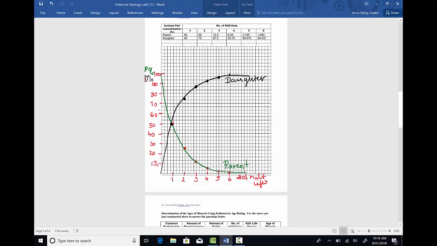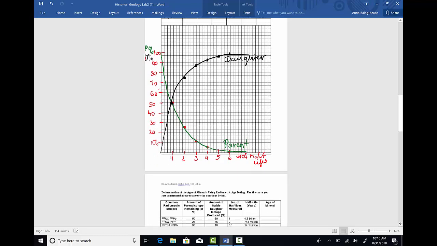And I plotted the dots for the parent with red, but I drew the line with green, as you can see. And for the daughter, I plotted it in black. I put the parent and the daughter so you can see how I do it. Try to be as precise as you can. I know it's hard, but try, because we're going to measure a lot of things on this graph.